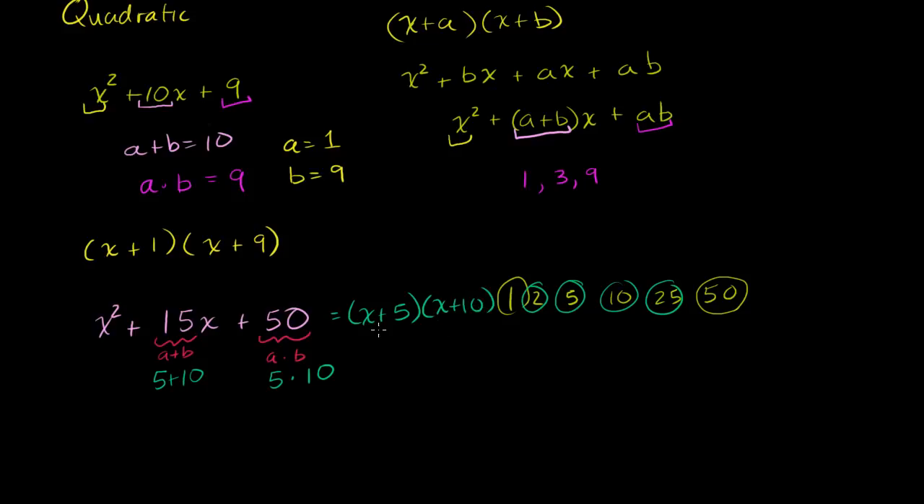And multiply it out. I encourage you to multiply this out and see that this is indeed x squared plus 15x plus 50. In fact, let's do it. X times x, x squared. X times 10, plus 10x. 5 times x, plus 5x. 5 times 10, plus 50. Notice the 5 times 10 gave us the 50. The 5x plus the 10x is giving us the 15x in between. So it's x squared plus 15x plus 50.